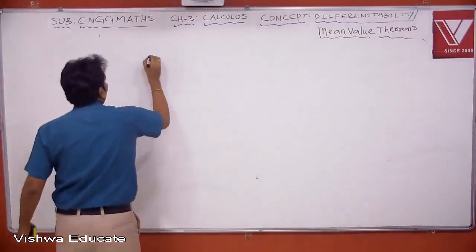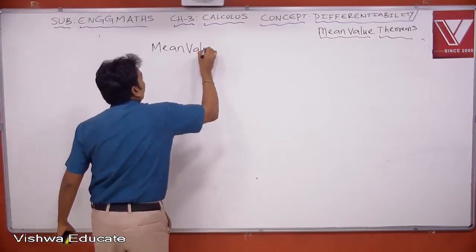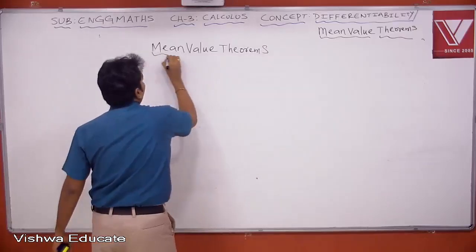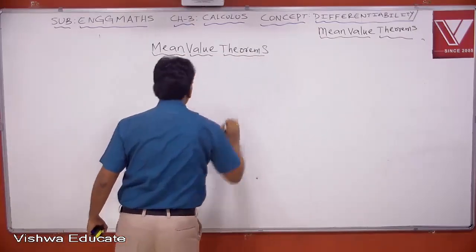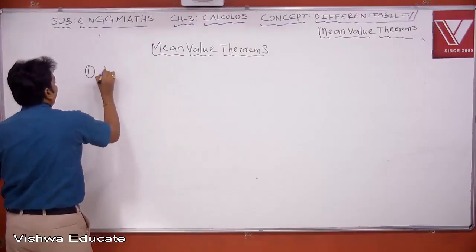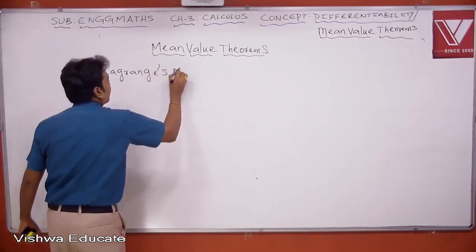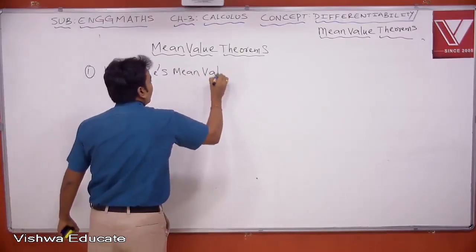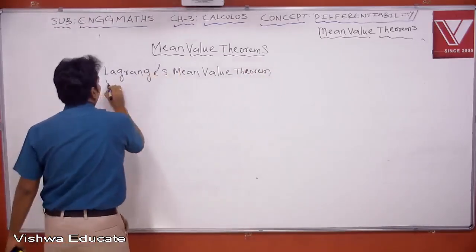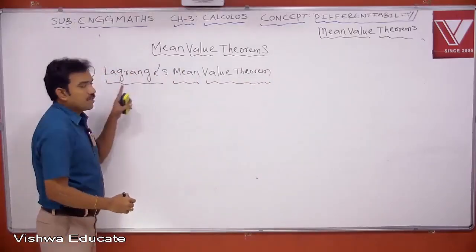Now we discuss mean value theorems. We have 3 mean value theorems. Let us discuss one by one. The first mean value theorem is Lagrange's mean value theorem. Let us see what this theorem says.